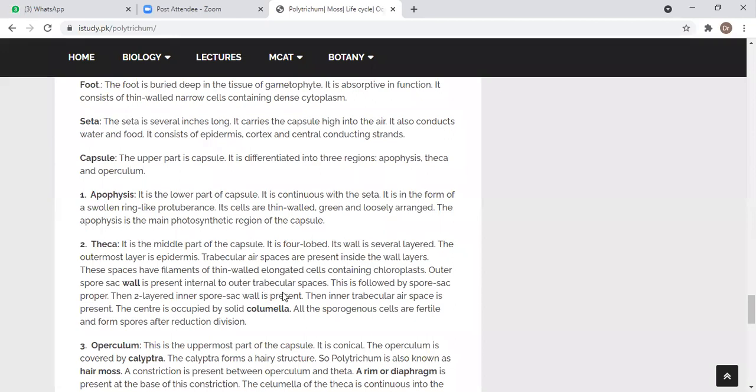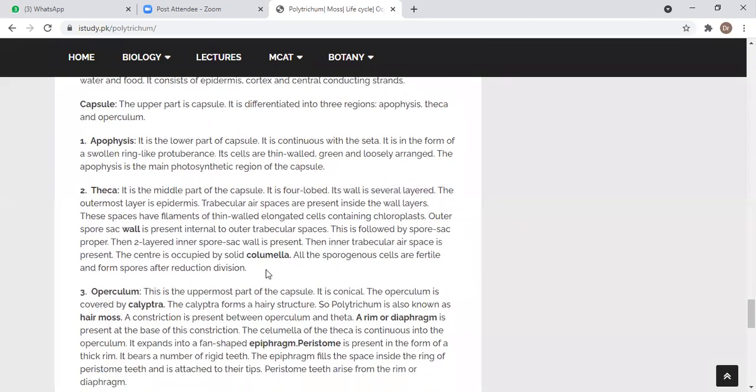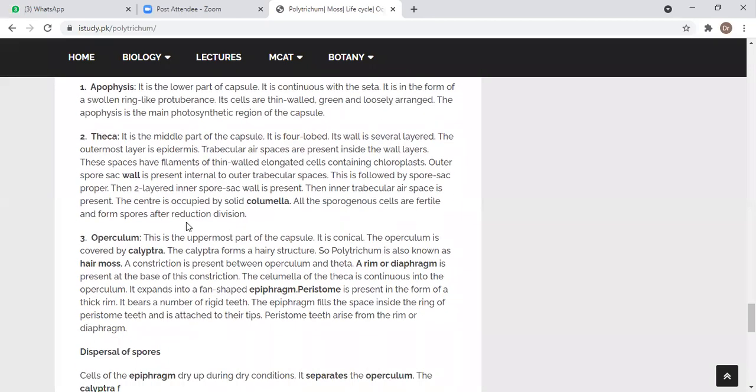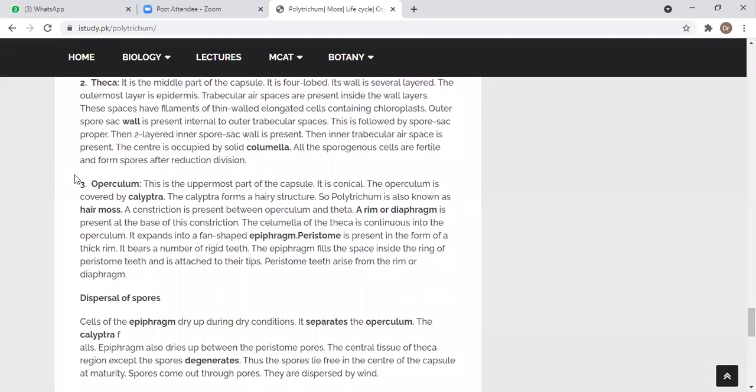Trabeculae are the cells which are connecting to the spore sacs, helpful for giving protection to the central spore sac regions. And the central part of the theca is occupied by the columella. So this columella is acting like a conducting tissue of the food and the water. Now the third region we are talking about is the operculum.